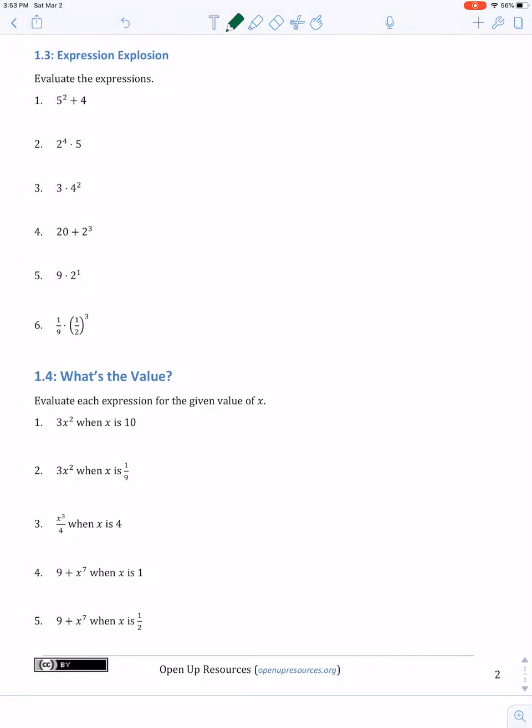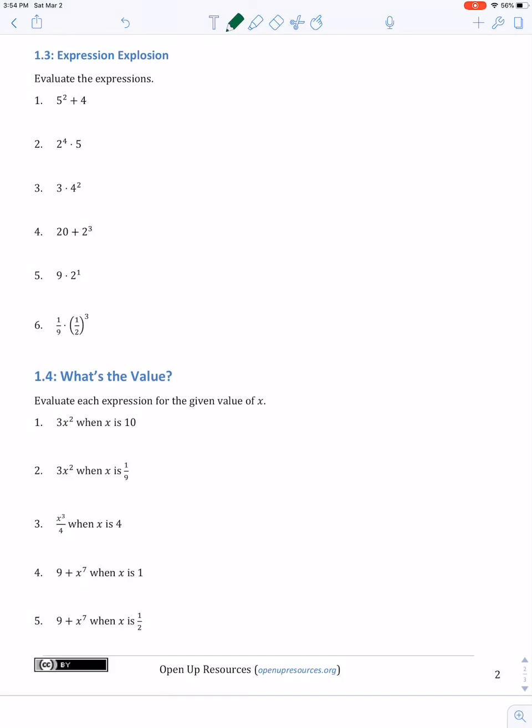For our third activity, this is going to be expression explosion, and we're going to evaluate these expressions. When we're evaluating these expressions, we really need to keep in mind that our order of operations holds true. So we really don't have any groupings here. We don't have any operations in parentheses like this. We only have numbers in parentheses, which doesn't apply to the order of operations.